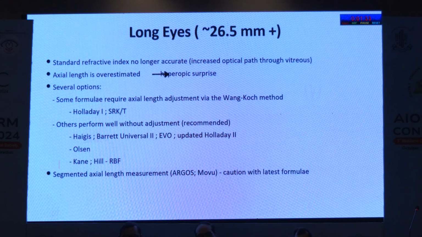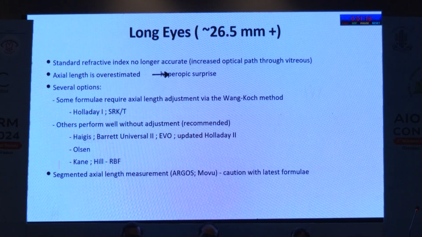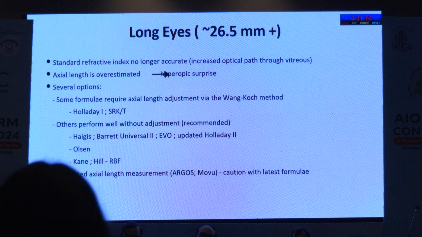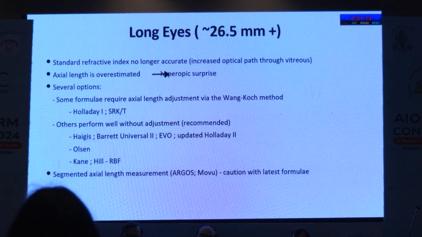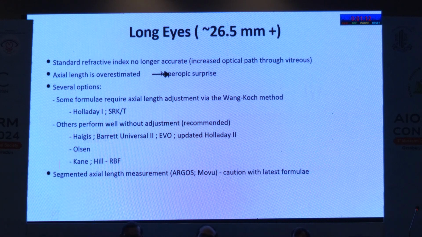So what is to be used in longer eyes? In longer eyes, the problem is overestimation of axial length. Initially, when we were using Holladay 1 and SRK2 formulas, there was the Wang-Koch method of adjustment, but this is also not a very good adjustment, which nowadays we should avoid, and we should use Barrett's Universal 2, Hill RBF or the Kane formula.